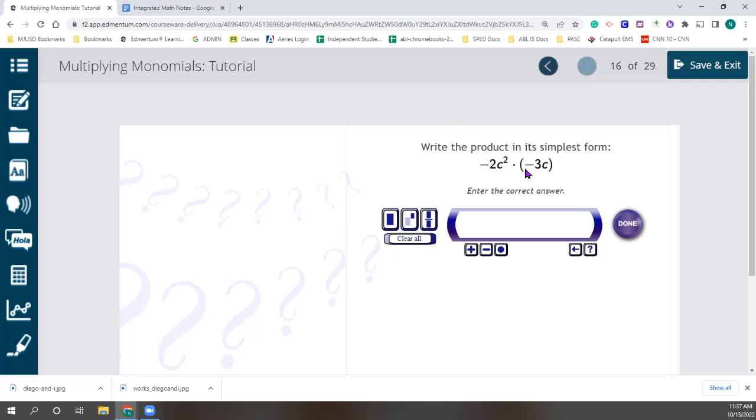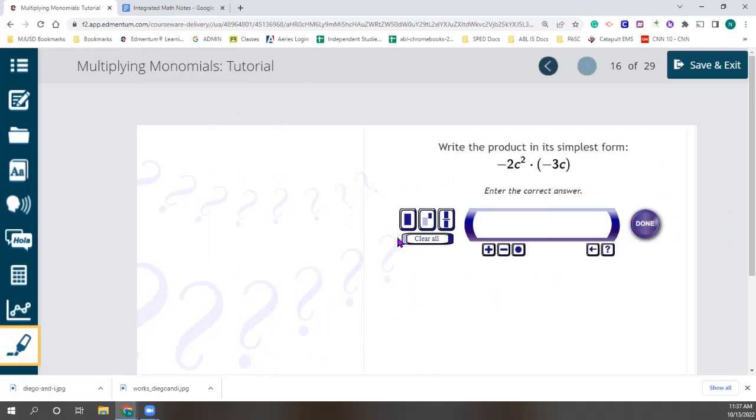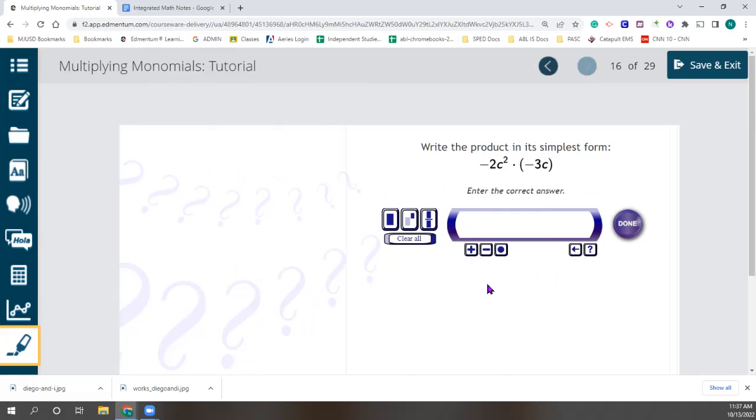Now, how is a negative multiplied by a negative a positive? Oh boy. I wish I could write on the screen right here and show you. Well, maybe I can. No? Highlighter. I don't think I can highlight things that aren't on here. Okay. So let's look at it this way.